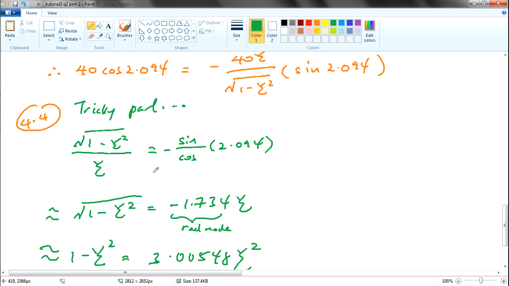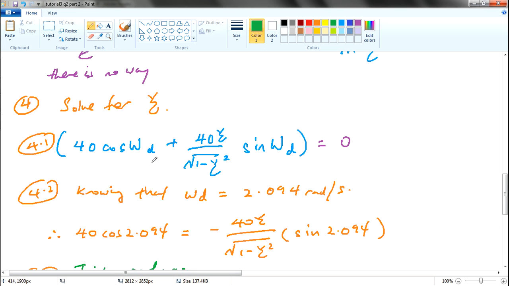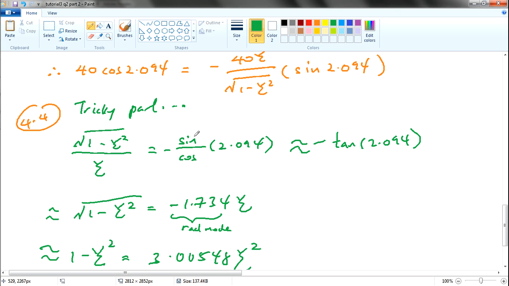after this one is tangent. If you were to write it down, this one is tangent 2.094. Make sure you know this is in radians. The important key thing is that when you are evaluating sine and cosine values, make sure you are dealing with radians, because normally these things are in terms of radians per second, so you have to go with radians.